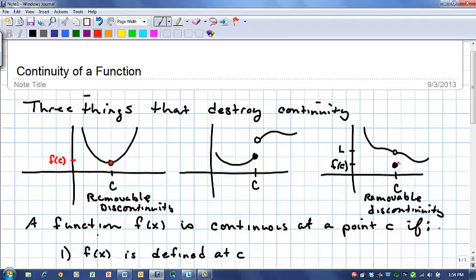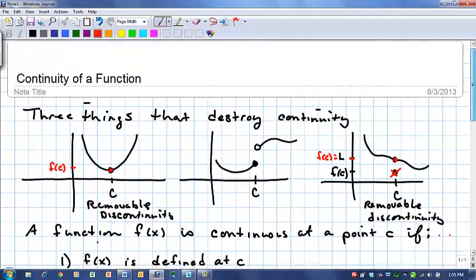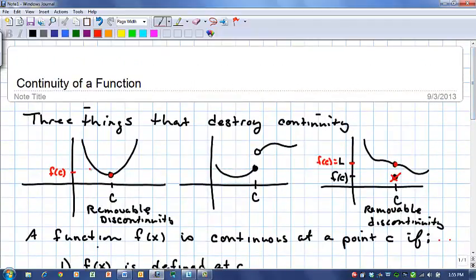If I redefine this function and make this value f of c, then I have removed the discontinuity. So we say that a discontinuity is removable if it can be made continuous by redefining the function. Now, in the case of this second one here, this is a non-removable discontinuity.